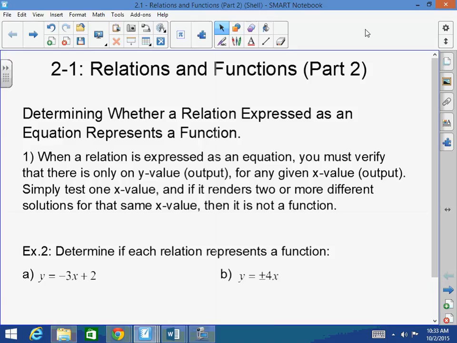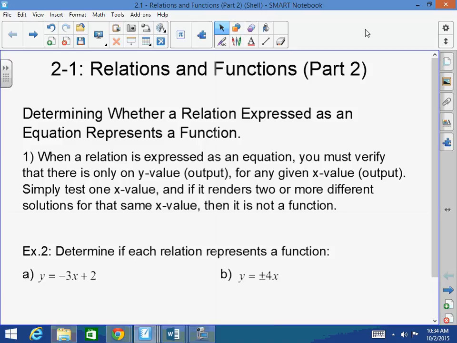We also learned the basics of what a function was. A function, if you remember, is any relation where you can only have one y value for any given x value. So on a table, if you see when x is 1, the y is 5, and then you see later when x is 1, y is 6, that is not a function. You can only have one y for any one particular x value.